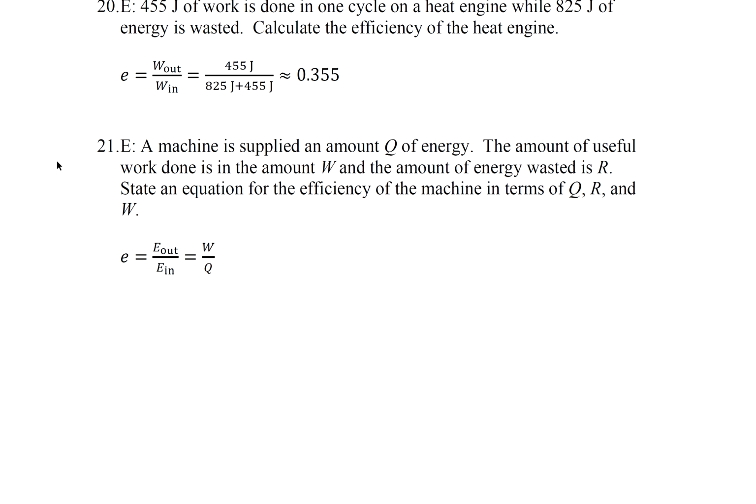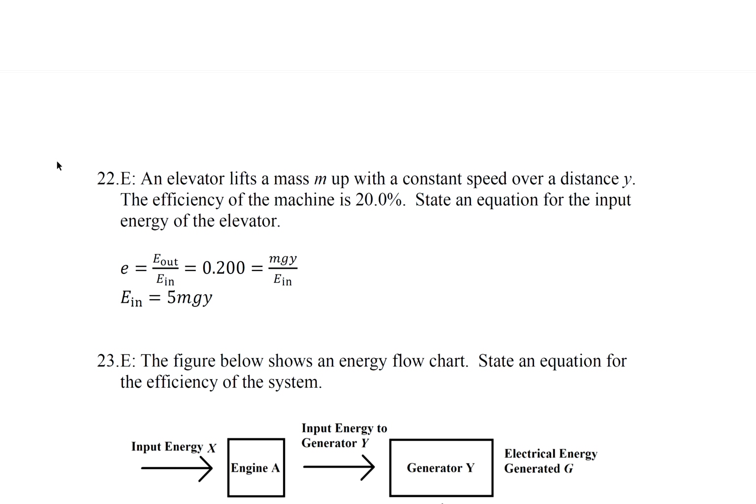Question 21. A machine is supplied an amount Q of energy. The amount of useful work done is in the amount W, and the amount of energy wasted is R. State an equation for the efficiency of the machine in terms of Q, R, and W. So just remember, R is not in this equation. So that is something that might trick some students.